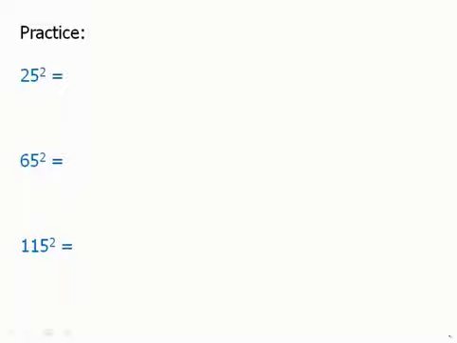Okay, 25 squared. Well, 25 is between 20 and 30. So we need the 2 and the 3. We multiply them together, we get 6. Put that in front of 25, we get 625. 25 squared is 625. Incidentally, because 25 is 5 times 5, that means that 5 times 5 times 5 times 5, 5 to the 4th, is 625.